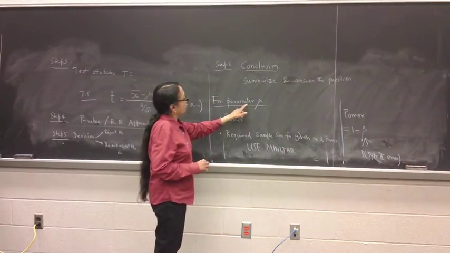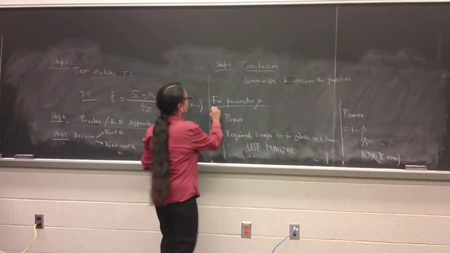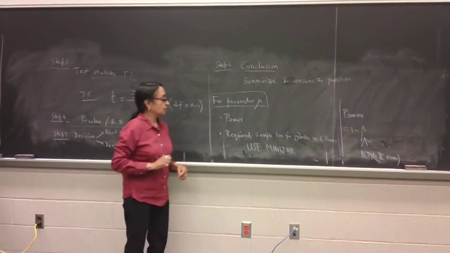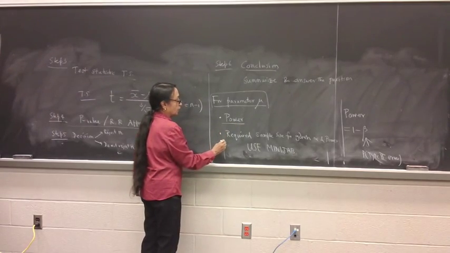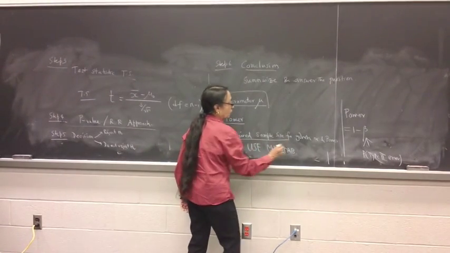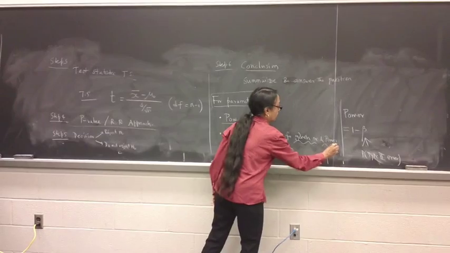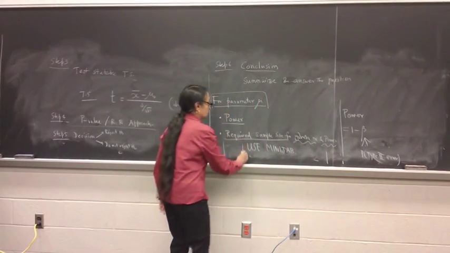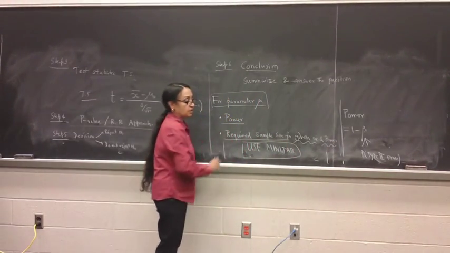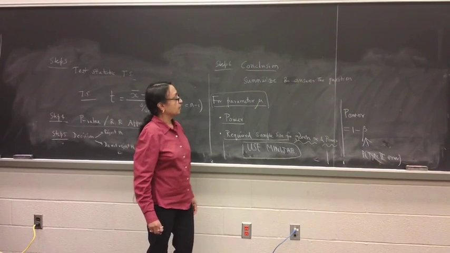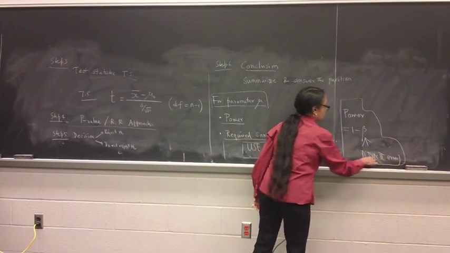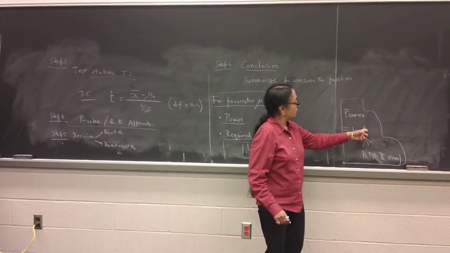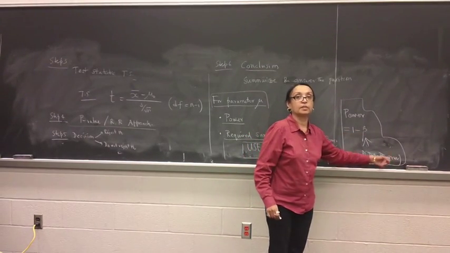Then for parameter mu only, we discussed 2 things: how to calculate power and how to calculate the required sample size for a given alpha and power. For this, we used the software Midterm. You can do that. And also recall power is 1 minus beta. Beta is the probability of type 2 error.